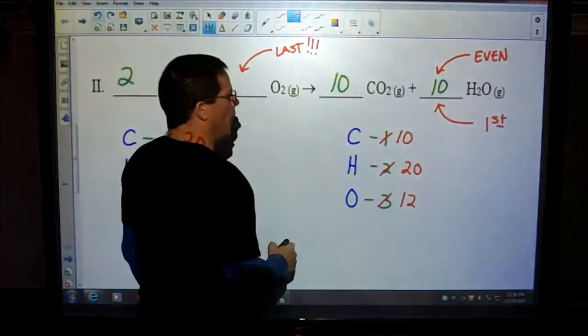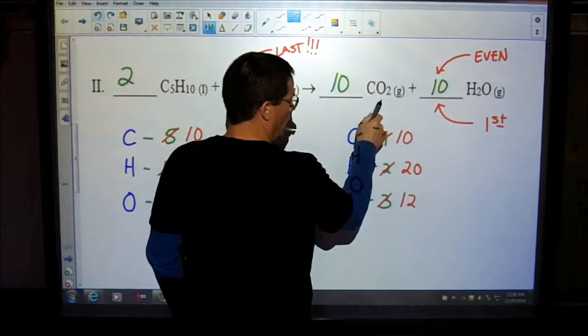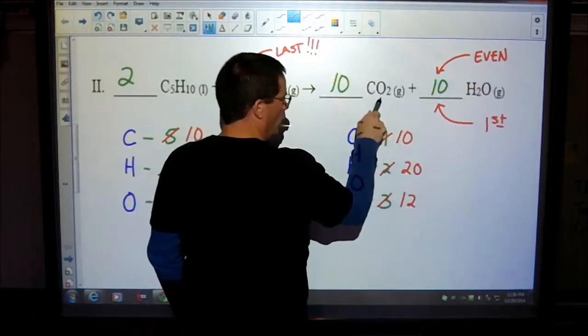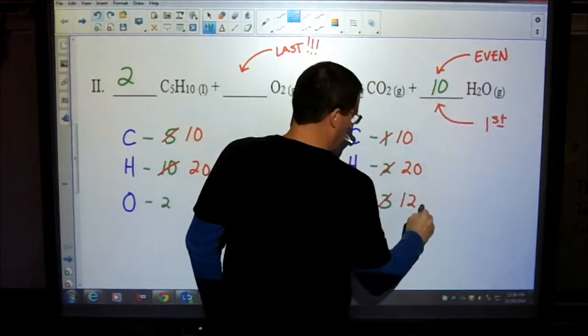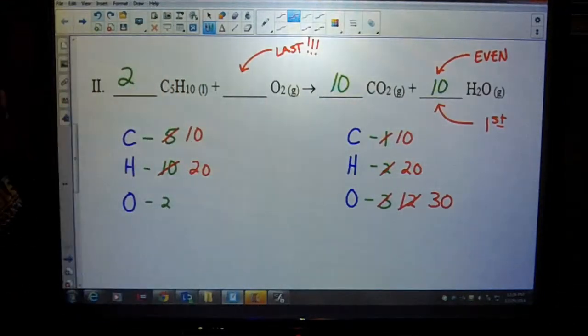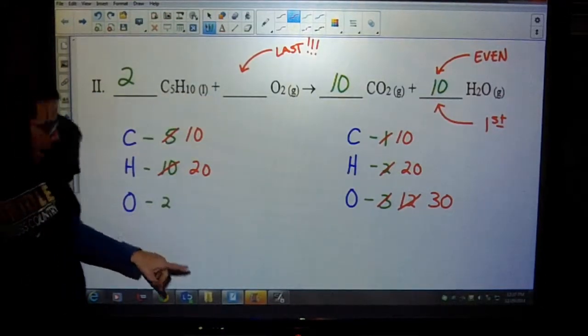So I've changed my oxygen count. So I have 10 times 2, which is 20. But don't forget, you have 10 times 1 over here. So 10 times 2 is 20 plus 10 times 1, which is 30. Okay. My carbons look good. My hydrogens look good. So I'm going to now balance my oxygen, which is the only thing that isn't balanced.